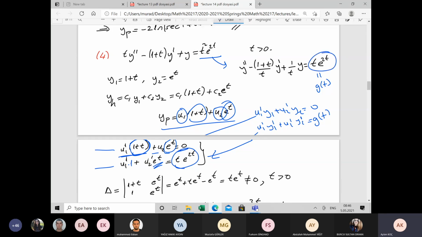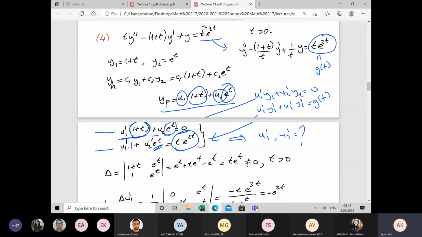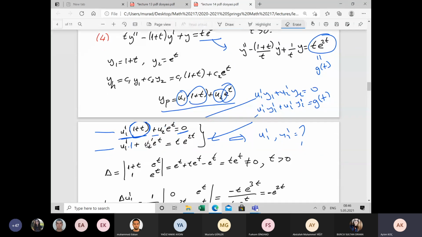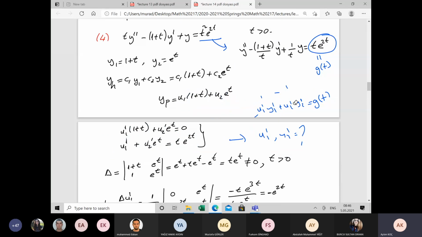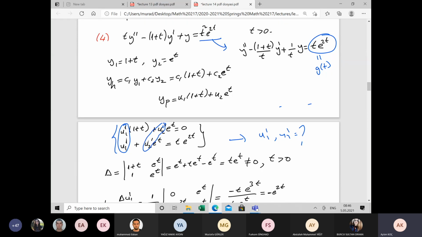Our aim is to find u1 prime and u2 prime. Use elimination or Cramer's rule, and then we obtain u1 prime and u2 prime. We get two equations, which give a linear system, and this linear system contains two unknowns, u1 prime and u2 prime, and also two equations. So use Cramer's rule.